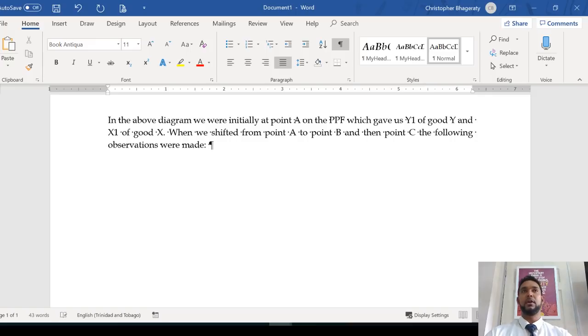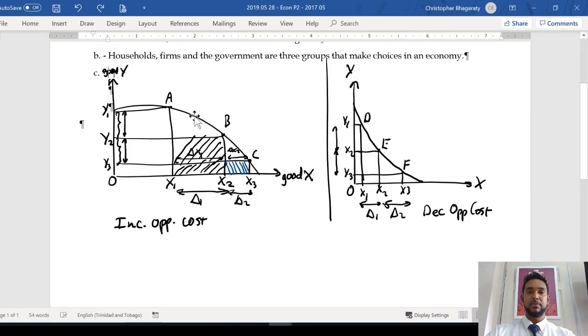Now, by the way, there are shorter ways you could say this, right? Because I'm typing, I tend to be a bit more verbose in my explanations. I'm pretty sure somebody could figure out how to say this more concisely, which is fine by me, but I like to express myself and get things out sometimes with a bit too many words to make sure people understand, right? So, in the above diagram, we were initially at point A, at which we were producing y1 of good y and x1 of good x. We then shifted from point A to point B, then point C.